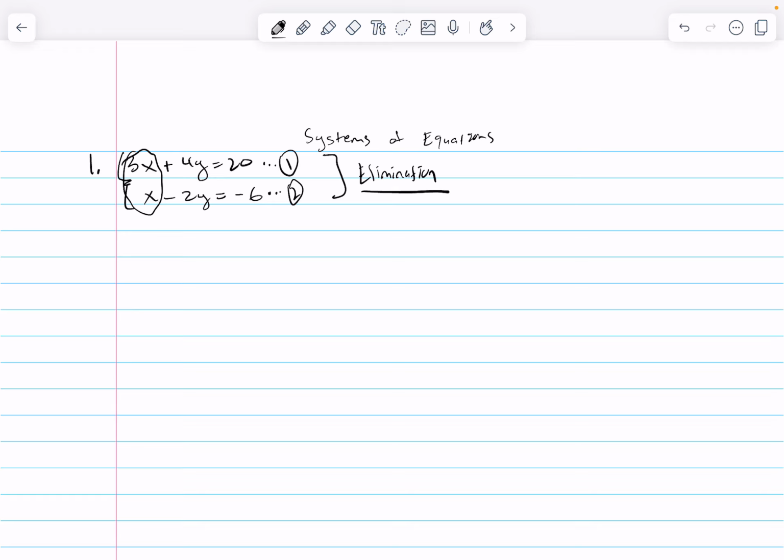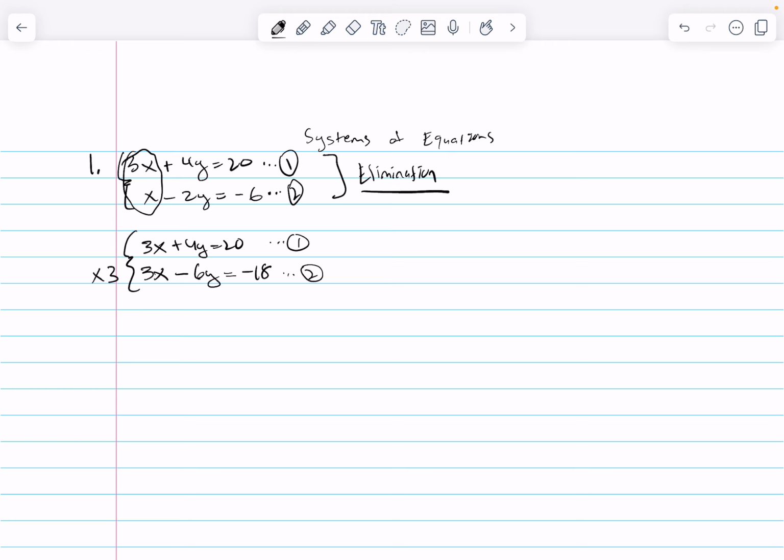So let's do that. Let's rewrite the equation: 3x plus 4y equals 20. That stays the same. And now we're going to multiply the second equation by 3. So x is now 3x, and we multiply everything. That's how the rule works. Minus 2y times 3, 6y, equals negative 6 times 3, negative 18. Now our x's are the same.